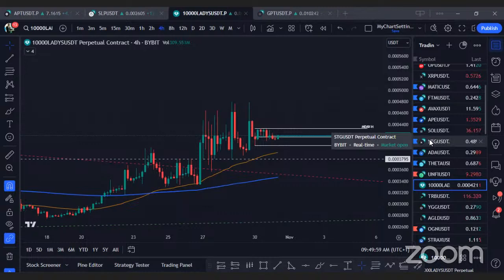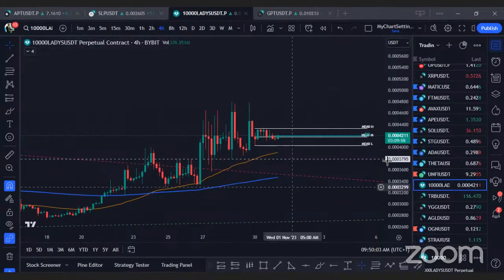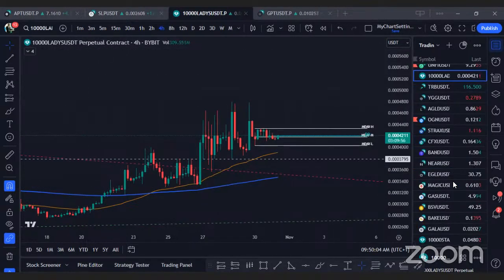Okay, there are some tokens I had in mind we're going to be looking at. All of them has escaped my head.